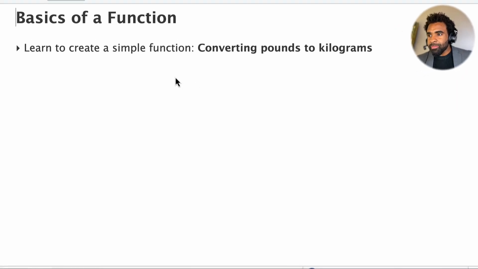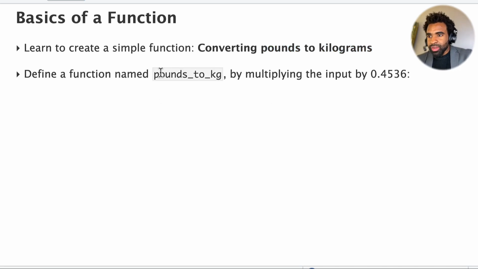Let's now think about the basics of a function by learning how to create a very simple function, one that converts from pounds, which is a unit of weight used in some countries, to kilograms. So let's go ahead and do this. We're going to define a function called pounds_to_kg, and we'll do this by multiplying the input pounds by 0.4536, which is how you get from pounds to kg. So I'm going to do the following.